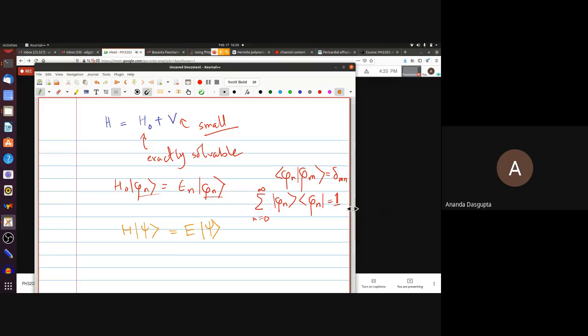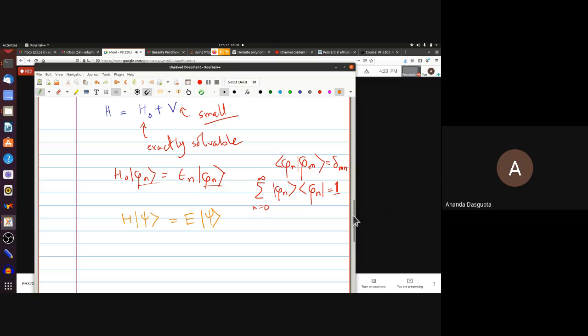And in fact, most of the really big achievements that theoretical physics, in this case quantum physics, has made, are essentially based on things of this kind, where we treat a perturbation as a small perturbation and try to figure out its effects.